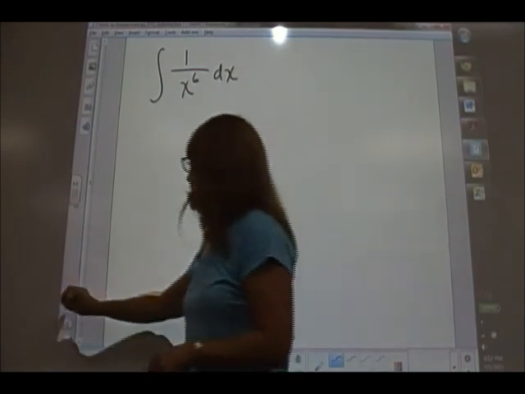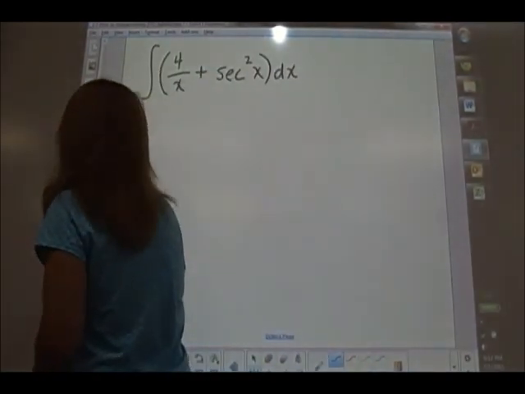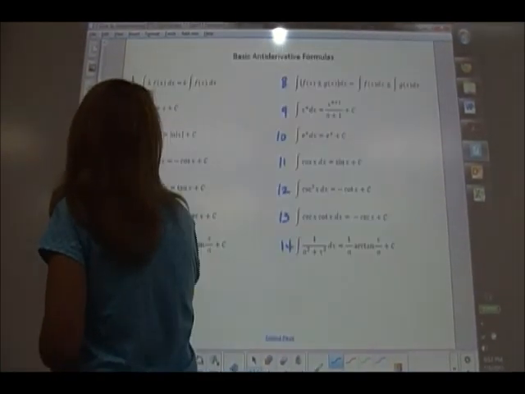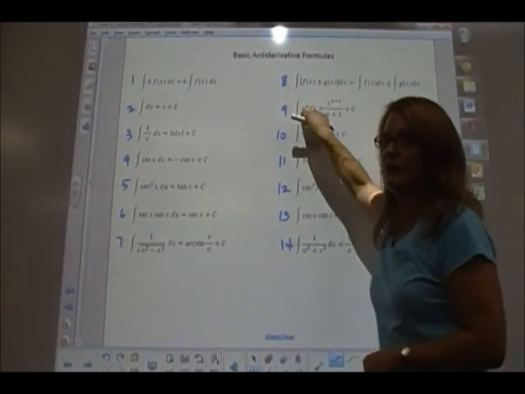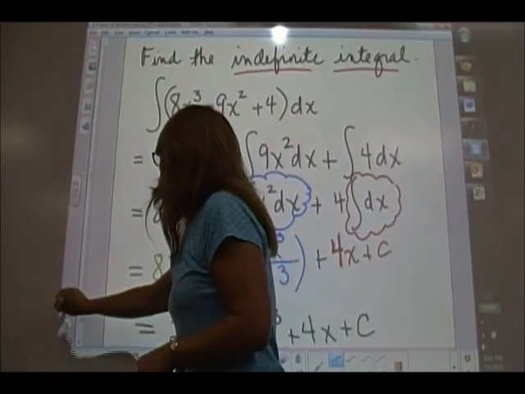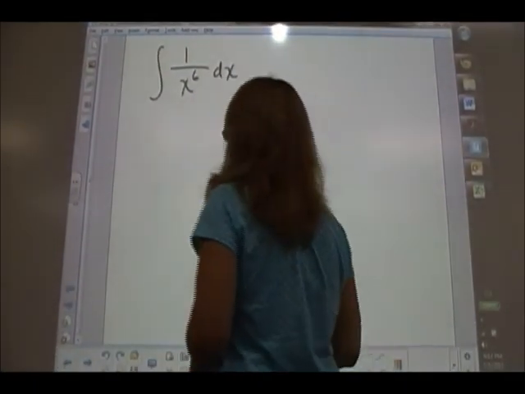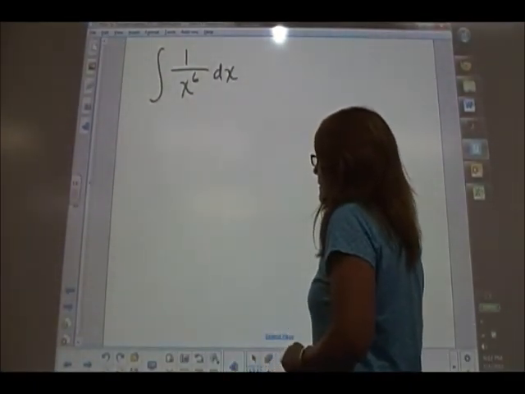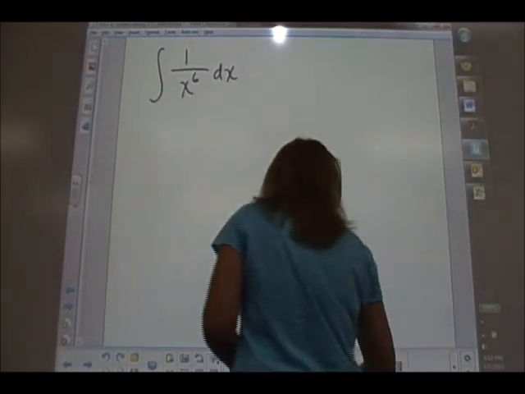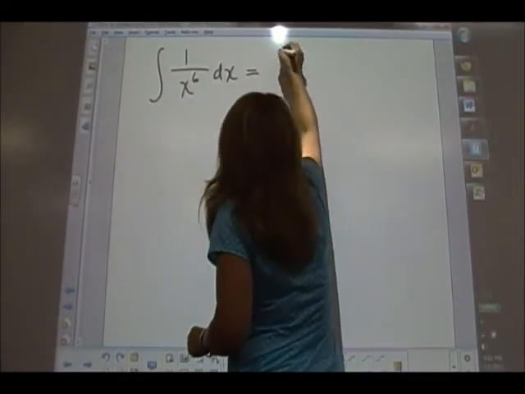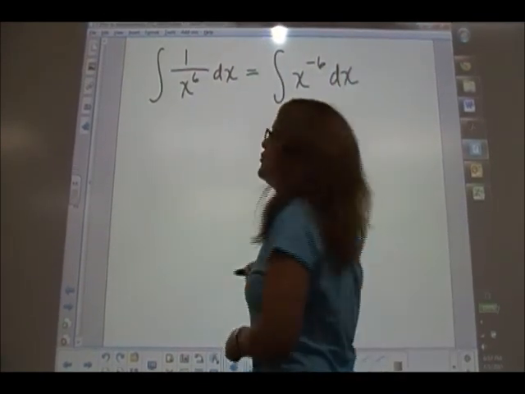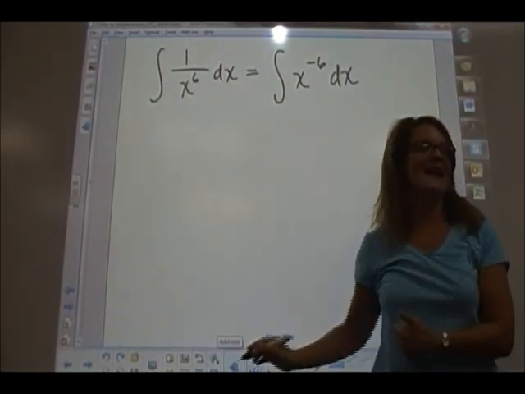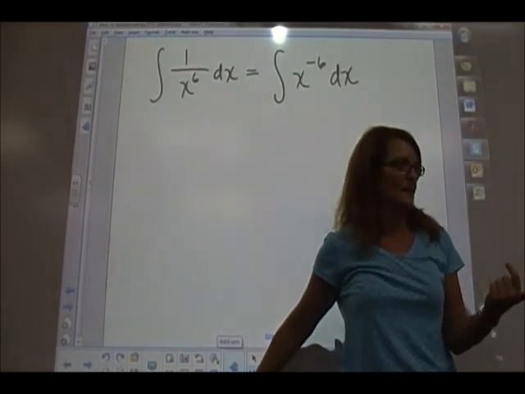Number 9. Oh, sorry, I'm going the wrong way. Number 9 is the quote-unquote power antiderivative rule. Now, if you use number 9, how do you want to use it? X to the negative 6. Oh, so you want me to use algebra first. You want me to use algebra to rewrite this statement. What do y'all think? Sure.